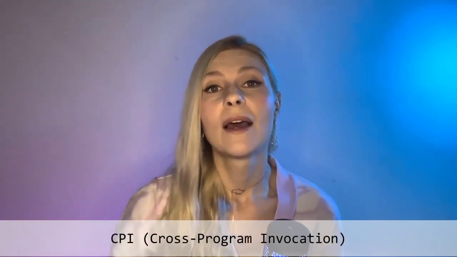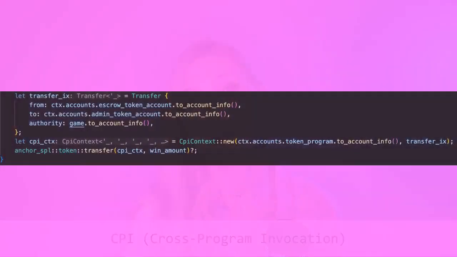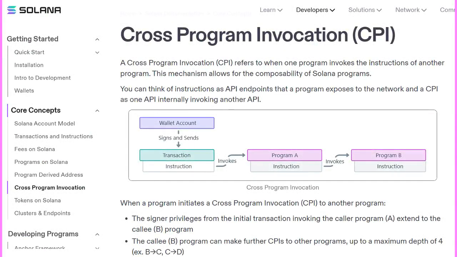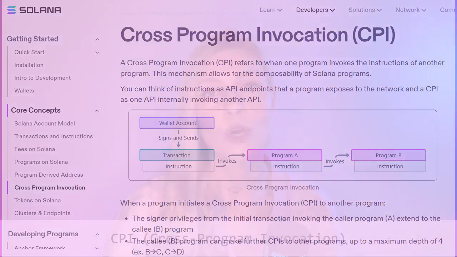CPI is when one program calls another program on the Solana blockchain. For example, a custom staking program might call the token program to transfer tokens. Token mint: a program or account that defines a specific type of token, including its total supply and decimals.